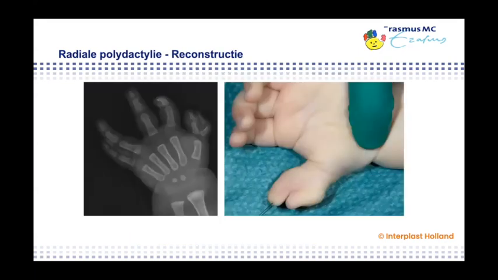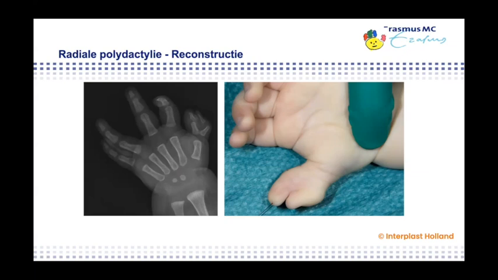So this is where we do a reconstruction of the whole of two thumbs. We make one good thumb out of two thumbs. It doesn't mean we do a Bilhaut-Cloquet, but we use the best bony part and skin and everything that is needed to make a good thumb from the thumb that we are going to discard.